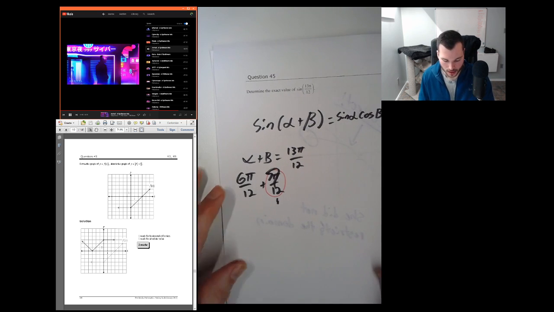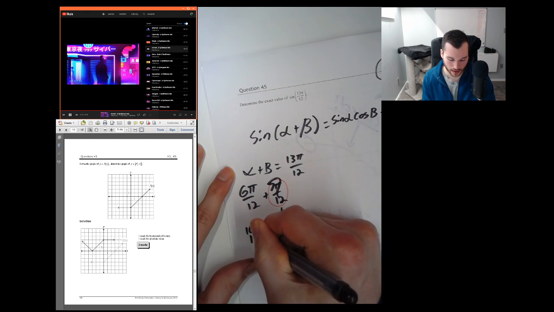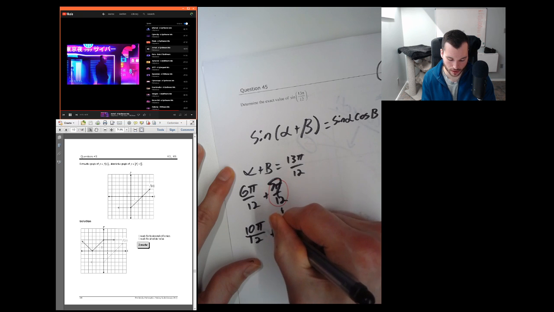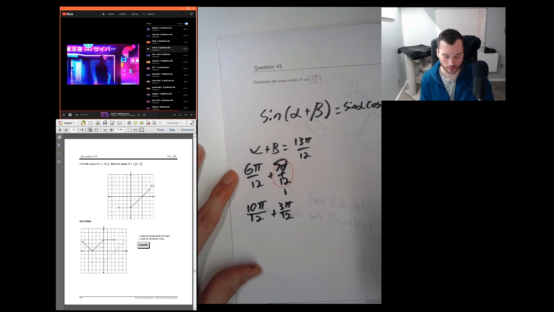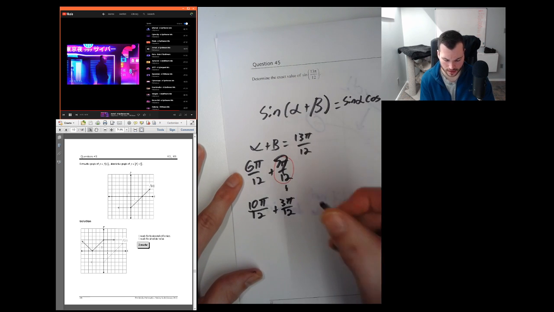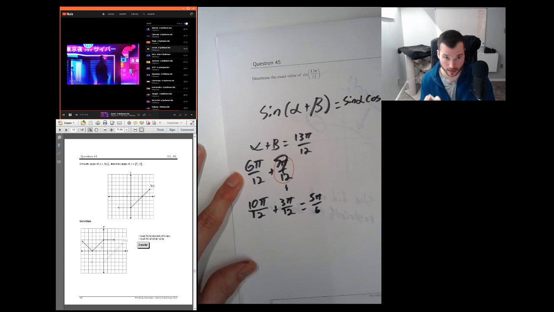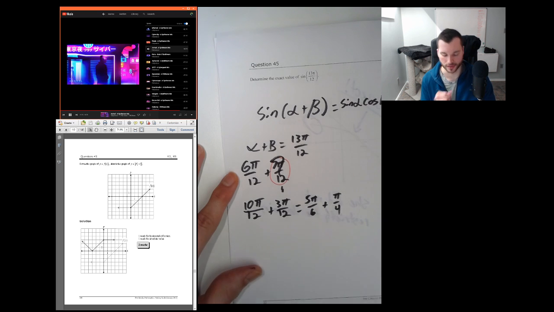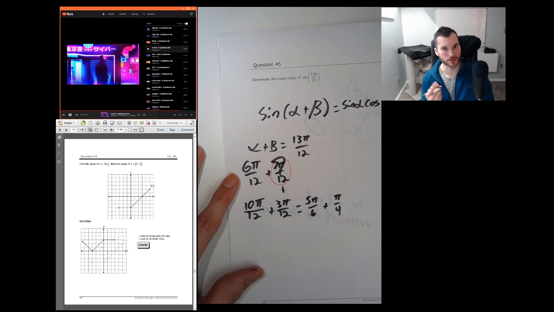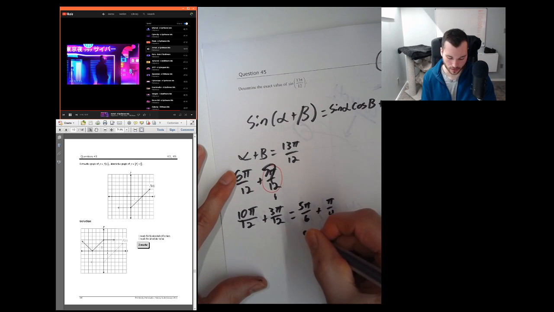So let's do another one then. Maybe a 10 pi over 12 plus a 3 pi over 12. That might work. Let's see if we can reduce here to get it into something we know. Well, this is a 5 pi over 6, and we know exact values for that one. And this is a pi by 4, and we know exact values for that one. There are other combinations as well, so don't feel pigeonholed into this one. So this is going to be my alpha, and this is going to be my beta.